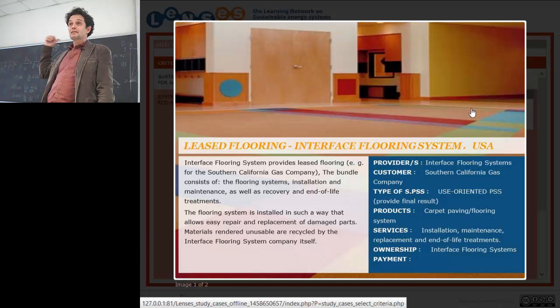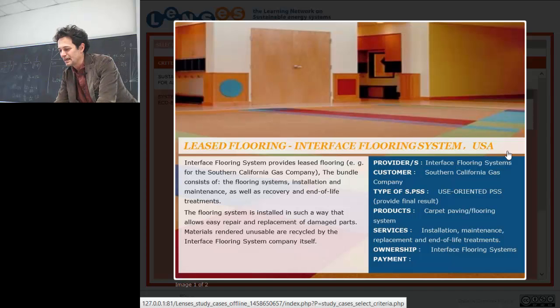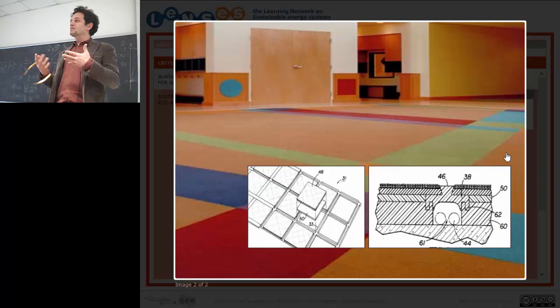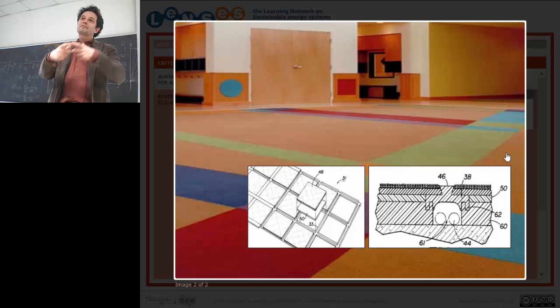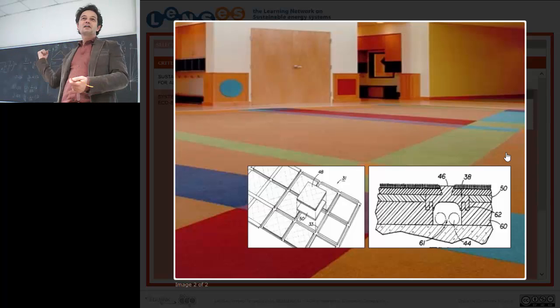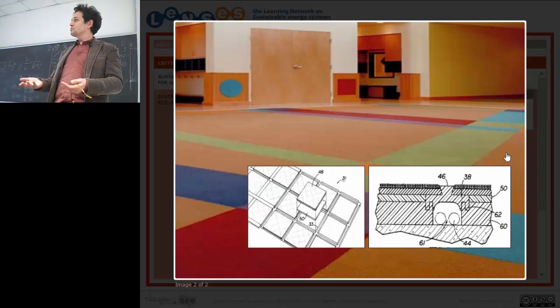But this is a problem for a company, a cost for the company. So what the company is doing in this case is designing the flooring system in a modular way, so that if a part gets spoiled, it has to be substituted. You don't have to take all the flooring system away and substitute it with a new one. You just change one part.